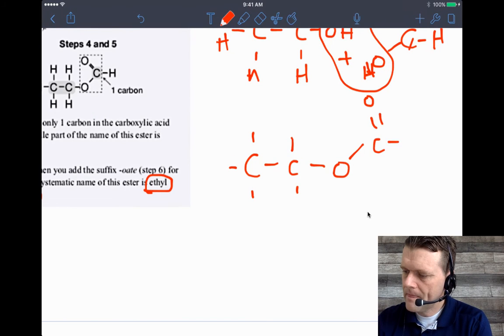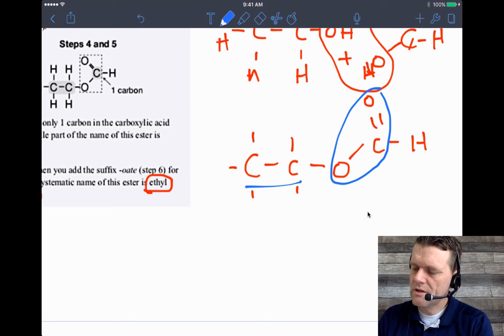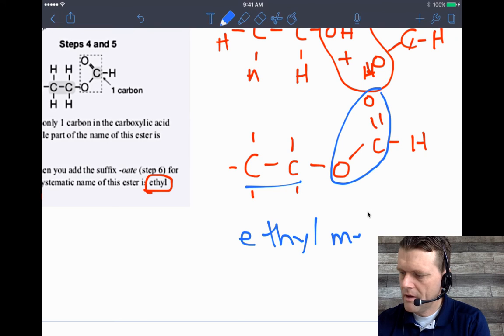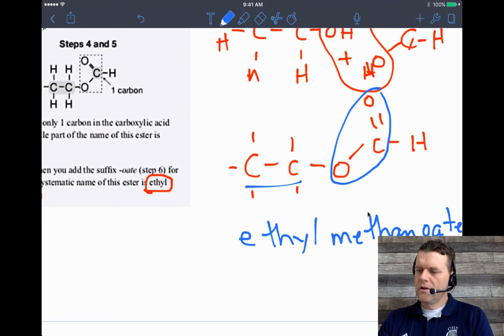So then we've got to name this. The ester is here. This is the first part that we're going to name, and that would be ethyl. And then the second part would be, sorry, there shouldn't be a hyphen there. Let's just back up. It's just ethyl and then methan... oh, wait. For naming that ester.